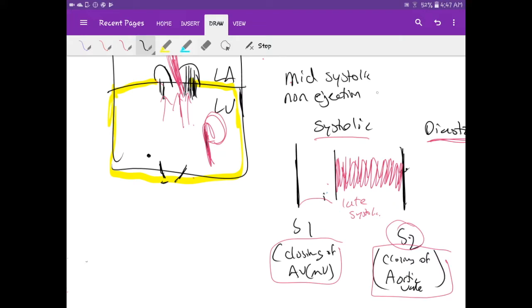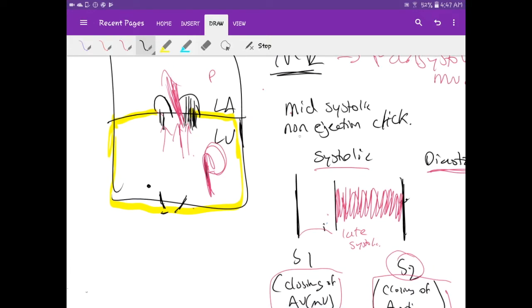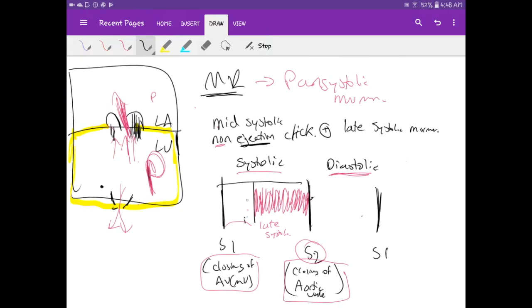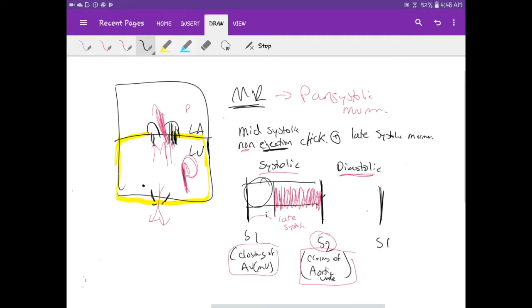This is actually known as a mid-systolic non-ejection click, and the reason it's non-ejection is because ejection refers to the blood going in the right direction. It's ejecting. For example, here, we'll discuss it later, it's ejecting to the aorta, but this one's going the wrong way, so it's a non-ejection click plus a late systolic murmur. Instead of a pansystolic, because pan goes the whole way. This is not pan because of the click.